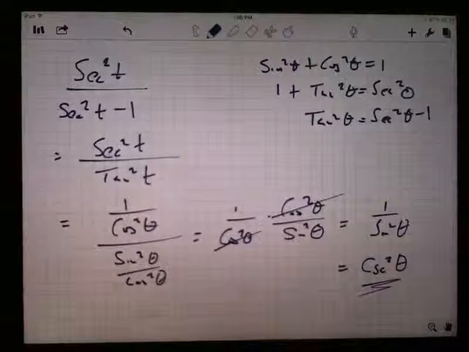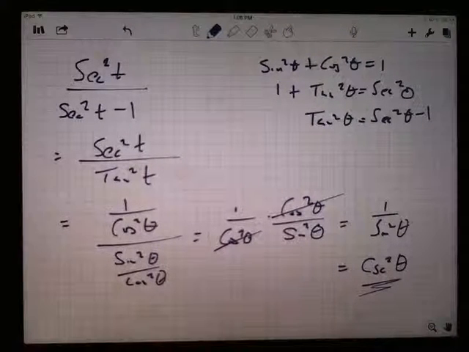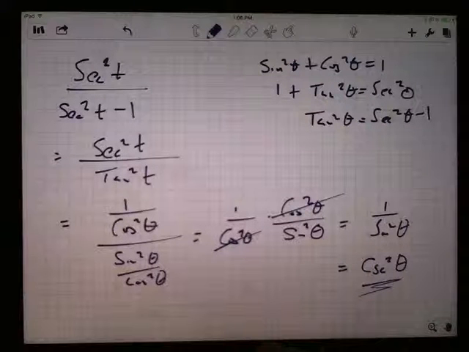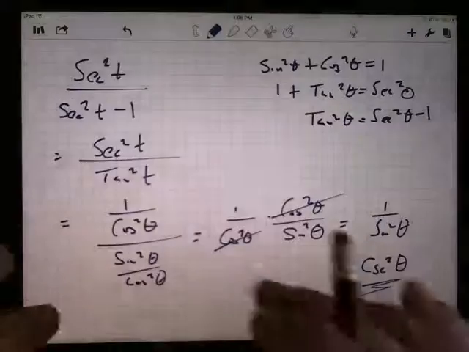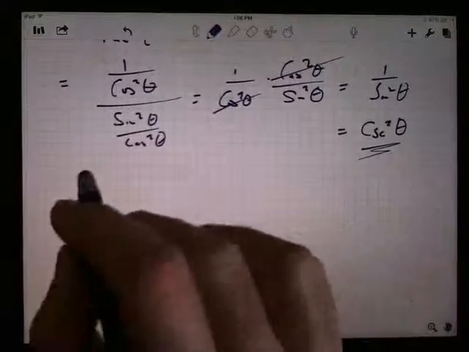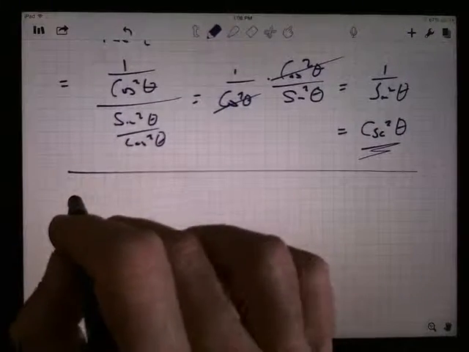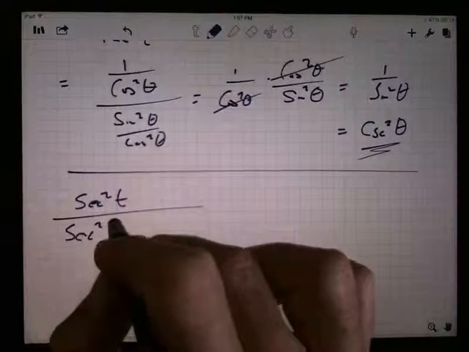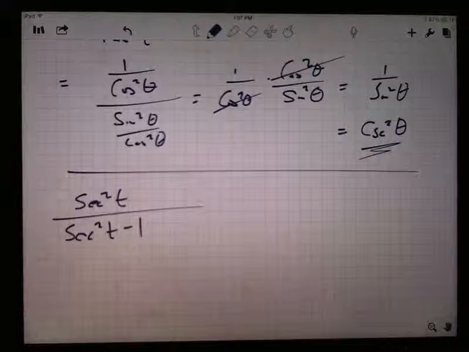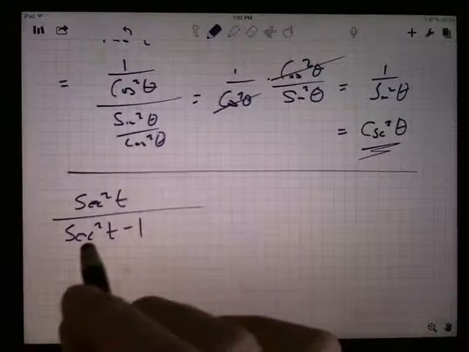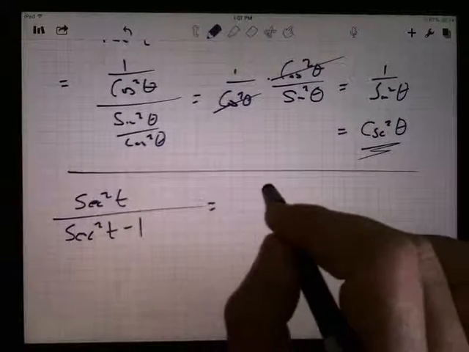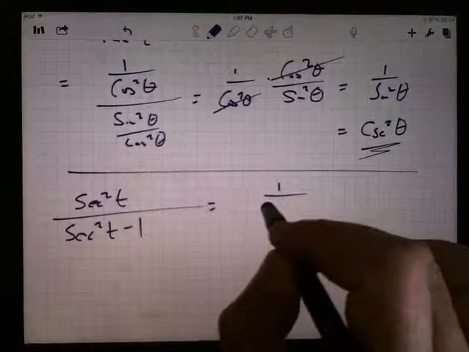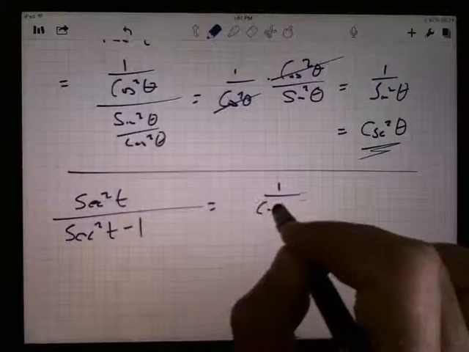Okay. Now suppose you don't, and a lot of people don't. In fact, myself as a student, I never would have done this because I didn't like secants and tangents. I like sines and cosines better. So let me redo this problem. Let me write it down again here. I'd be more inclined as a student. I would have done this. I'd have gone straight for sines and cosines to start with.